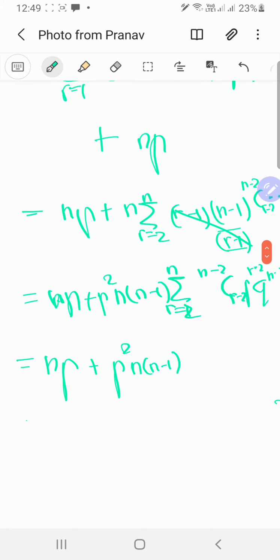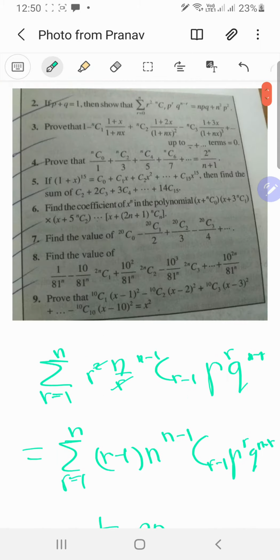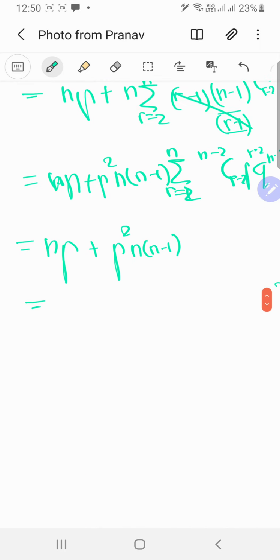Let's see if we can factorize something. Hey, is that, yeah, it's okay. So let's just break this out. So np plus p squared n squared. Okay, wait, that's kind of weird. Is this something which we did which is not correct? Okay, and then minus n into p squared. Okay, so wait, there's still something which we can do.